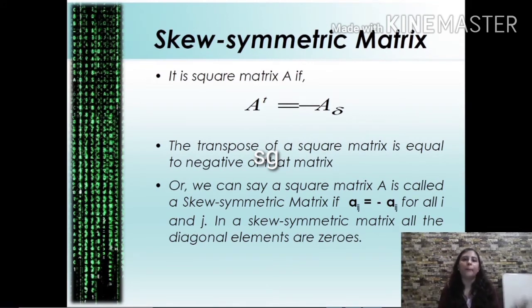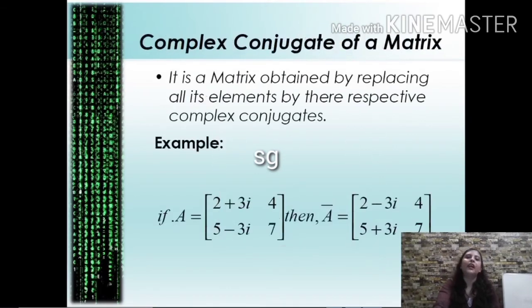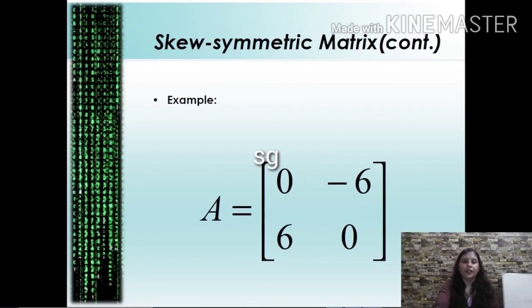Skew symmetric matrix has the same property as a symmetric matrix. Only one thing you have to keep in mind is that Aij is equal to minus Aji. As an example, over here you had Aij is equal to Aji. Here we will have Aij equal to minus Aji.